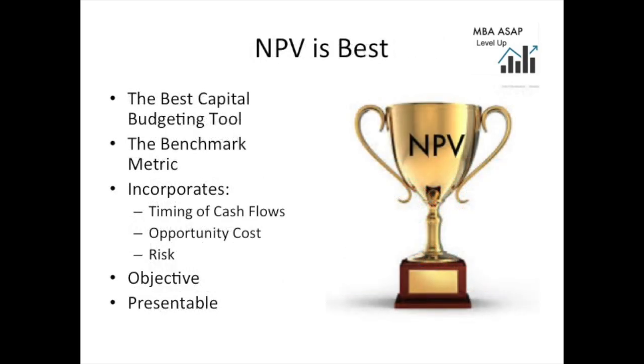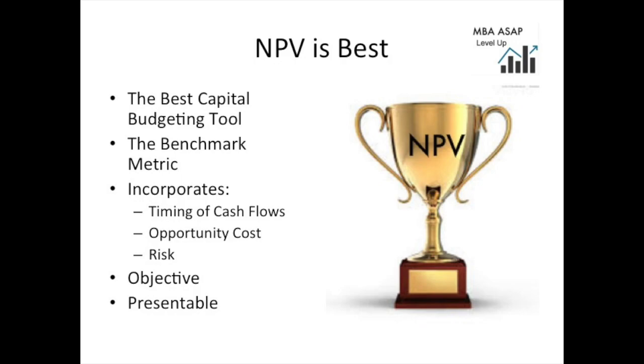Net present value is the benchmark metric. It is our best capital budgeting tool. It incorporates the timing of cash flows. It incorporates the opportunity cost because that discount rate quantifies, in essence, what else we could do with that money. The fact that we're discounting implicitly incorporates the opportunity cost, and it incorporates risk. If we think the project is a lot riskier, what can we do? We can increase the discount rate to reflect that risk.